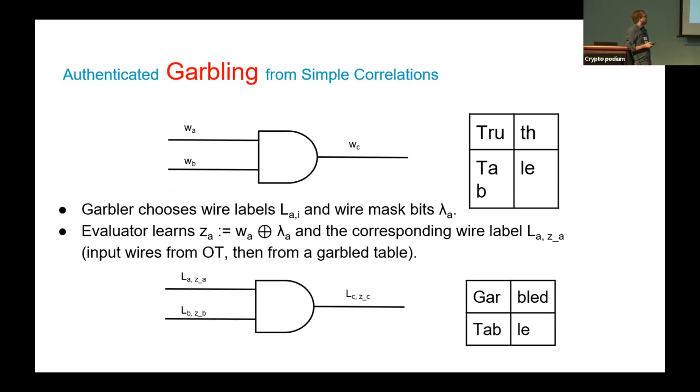So in a garbled circuit, the plaintext wires WA, WB, that AND together to form WC are garbled so that there are wire labels LA0, LA1 for each wire, and then a masked bit lambda unknown to the evaluator. So the evaluator is going to learn this XOR of the true wire value with lambda for every wire and the corresponding wire label. So you get the first wire label from an oblivious transfer. And then from there on out, you have this garbled table, which is too small to include on this slide, to get to the next wire value.